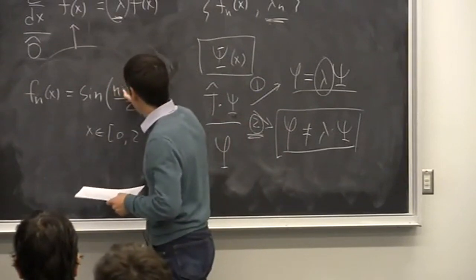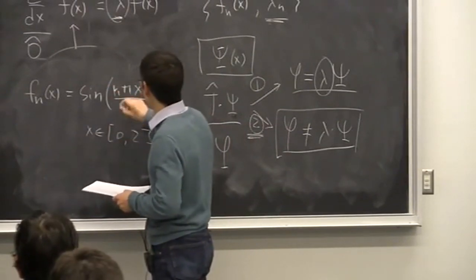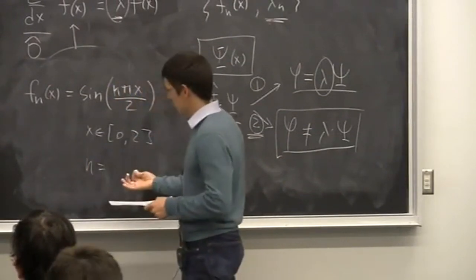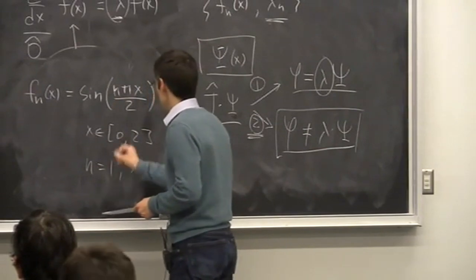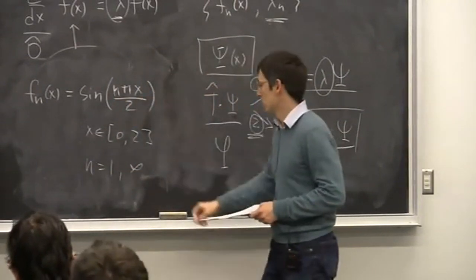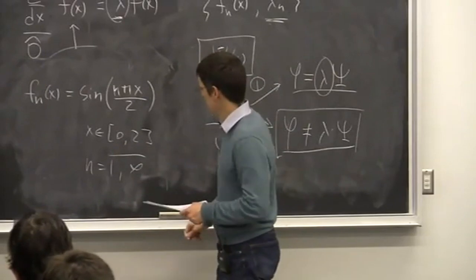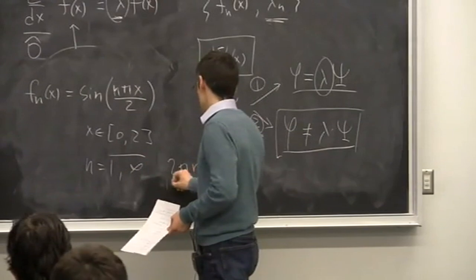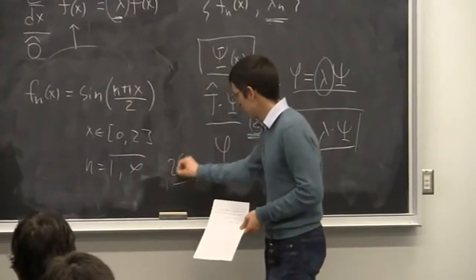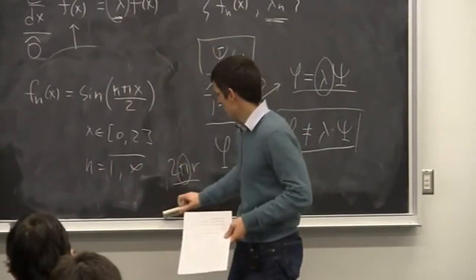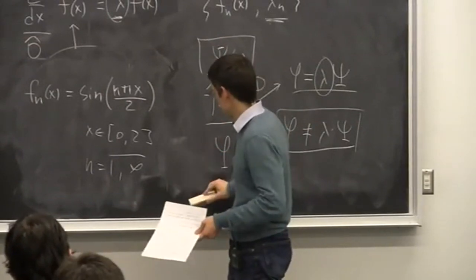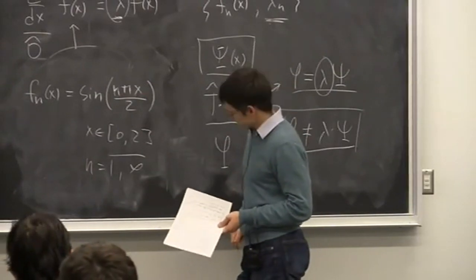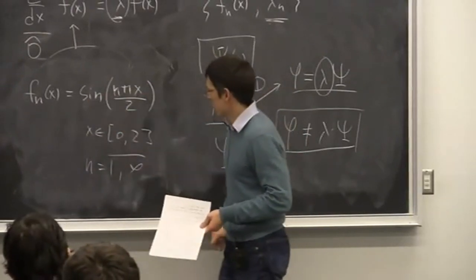Sine function of n pi x, where n is an index that goes from 1 to infinity: 1, 2, 3, 4, and so on till infinity. Okay? And pi is the one that 2 pi r is the circumference of the circle, right? Or pi r squared is the area of the circle with the radius r. So that pi, right? And then, well, there's a sine function.